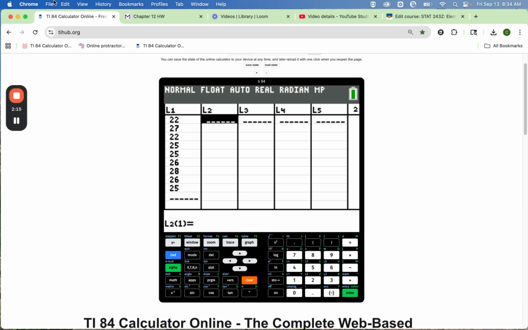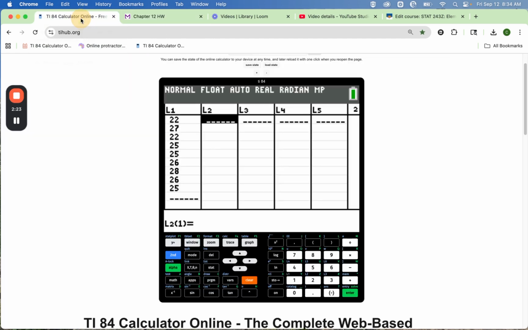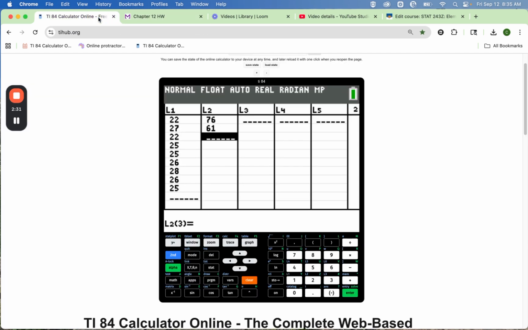Okay, over to L2. We're going to enter these values. So pretend they're ordered pairs, right? X, Y, they're ordered pairs. Like you could graph them. So 76, I forgot already. 61, 69, 71. 70, 67, 59. Then 68, 67. So there we go. I got my 10 values in.